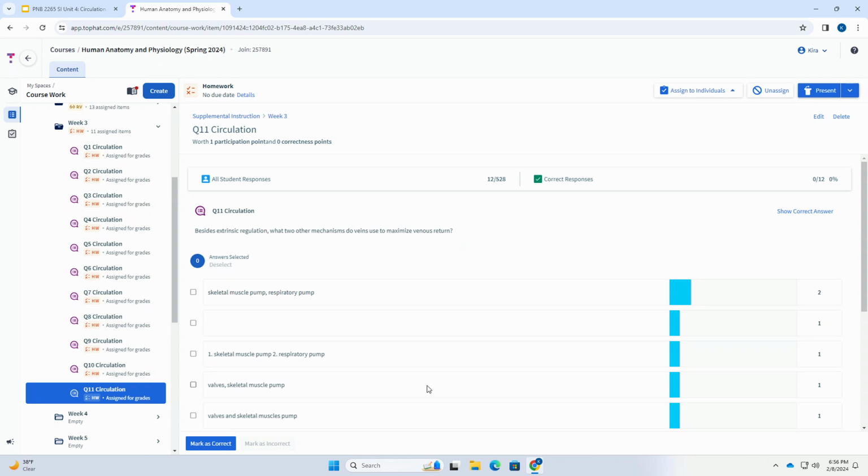because remember, veins have less tunica media. They're less regulated by constriction and dilation. They can't really constrict or dilate. That's more in the arteries.